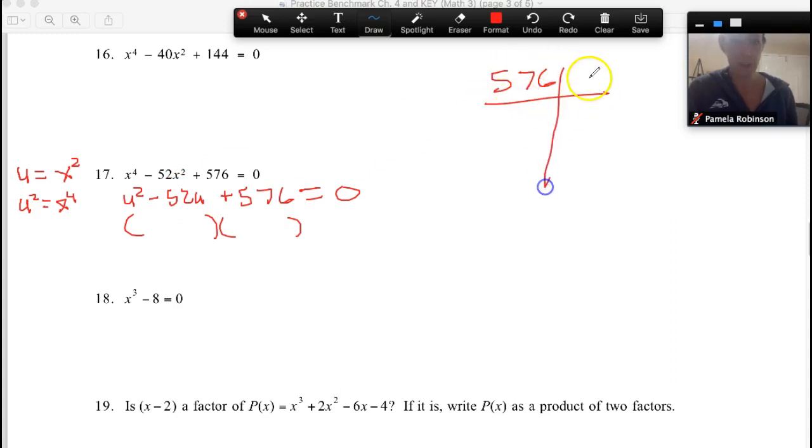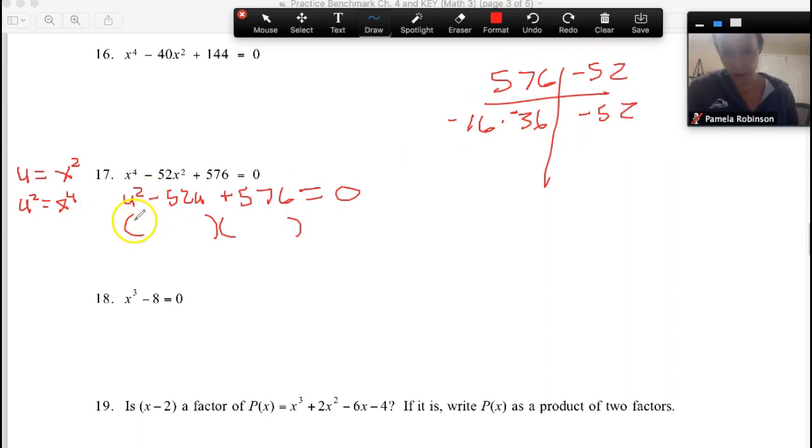576, what are the factors of it? Can they add up to be 52? You're going to have to play with this for a while. You can get out a calculator and try some different numbers and see if you can get something to add up to be 52. It actually turns out to be 16. I played with it for a minute. 16 times 36 does make 576, and 16 plus 36 does make 52. Now we wanted a negative 52. So we're going to go negative 16 times negative 36 makes a positive 576, and a negative plus a negative does make negative 52.